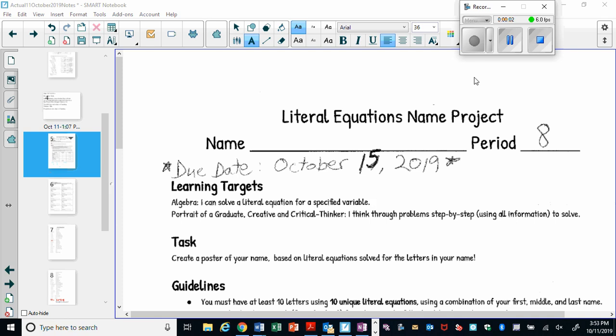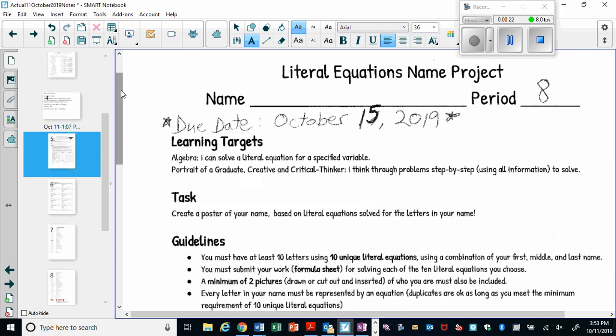Good afternoon, everyone. This is a quick reminder on the project. It was originally recorded October 4th, 2019. The re-recording is October 11th, 2019. So at the moment, it's still due on the 15th.